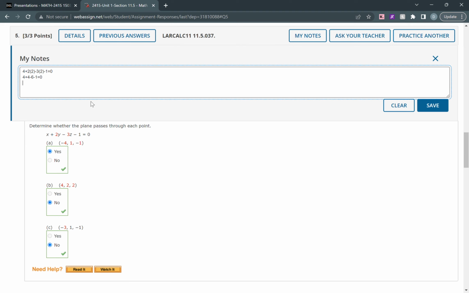Now we do 4 plus 4, it would be 8, minus 6 minus 1. Oh, my fault, it would be -6 minus 1, and that would be -7. So 8 minus 7 would equal 1, which would not equal 0, so of course that one does not pass through the point. So B is no. Next one.